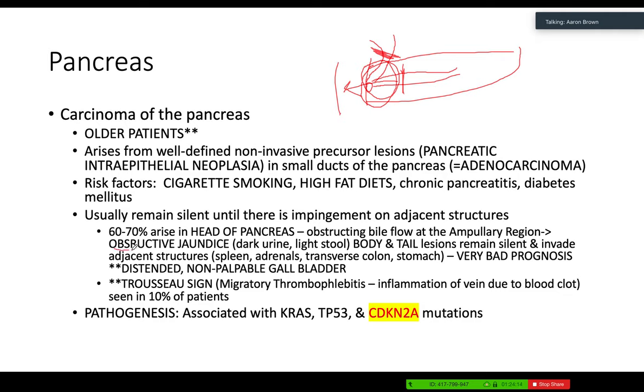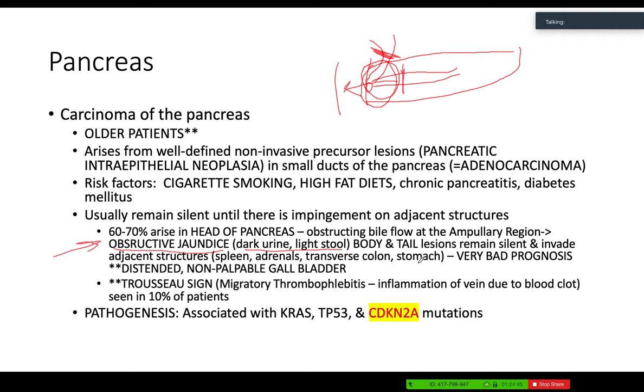We're going to have an obstructive jaundice with dark urine, light stool. We also have all those pancreatic enzymes that are not making it into the duodenum, and so we're going to have some steatorrhea, vitamin malabsorption, and things we're used to with that idea, okay? So if your patient is lucky, they will have this kind, where we see it, we can treat it, cut it out, and hopefully give this patient some semblance of a normal life.